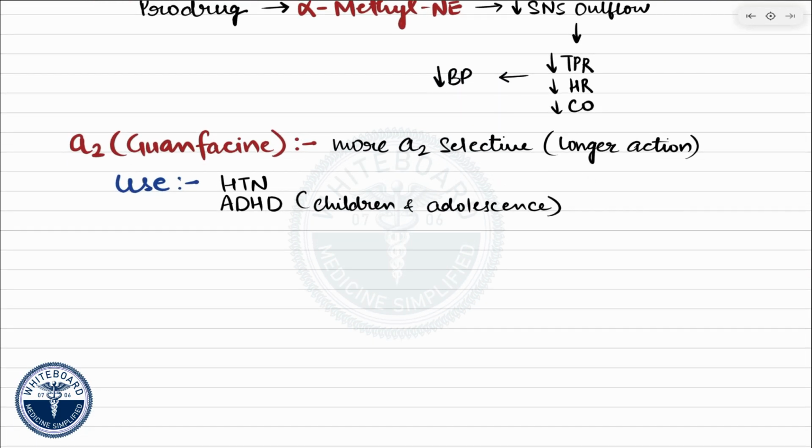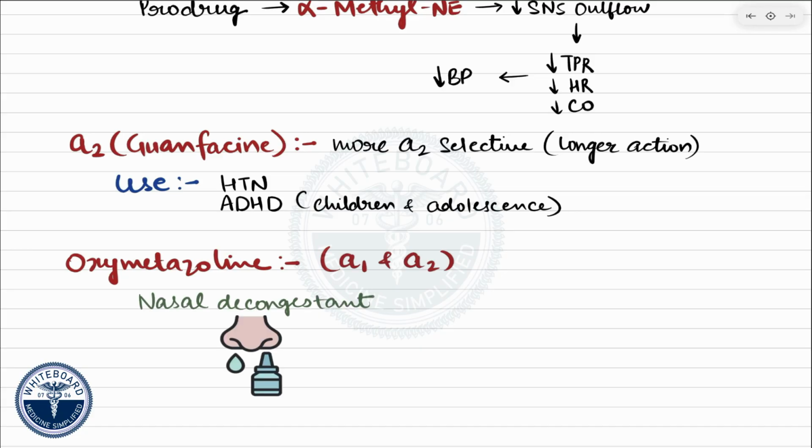The next drug is oxymetazoline. Unlike the drugs we have discussed so far, oxymetazoline is not a selective alpha-1 or alpha-2 agonist. Instead, it directly stimulates both alpha-1 and alpha-2 adrenergic receptors. However, its most important clinical effect is local vasoconstriction, which is why it is commonly used as a topical nasal decongestant. As we discussed above, when oxymetazoline is sprayed into the nose, it directly stimulates alpha adrenergic receptors on the blood vessels of the nasal mucosa.